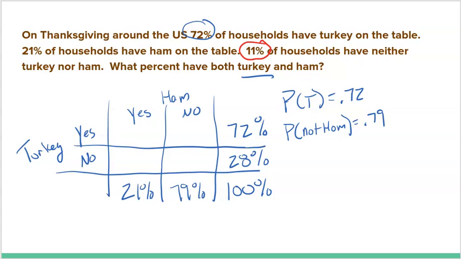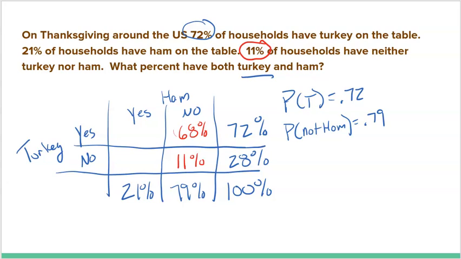Well, one of them was given to us. We were told 11% have neither. So that number is going to go right here, the double no. 11% had neither. And once you have that double no, you can fill everything else in. All right, this column right here needs to add up to 79. So if 11% are no, then 68% would have to go right here. So this is 68% that have turkey, but no ham. That's very, very specific. And again, that whole column has to add up to 79%.